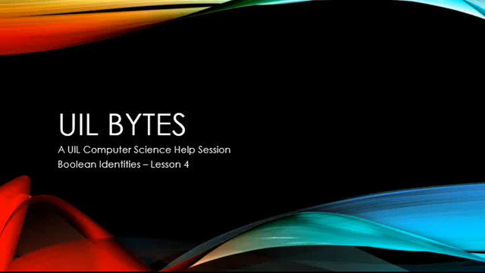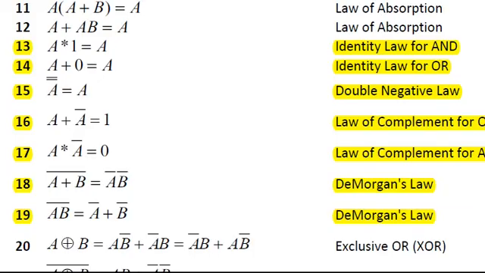This is lesson 4 in our discussion of Boolean identities, and in this one we're going to talk about several more of the laws that we're listing under the UIL list. Specifically, the two identity laws, the double negative law, the complement law, and De Morgan's law. So let's take a look at them.